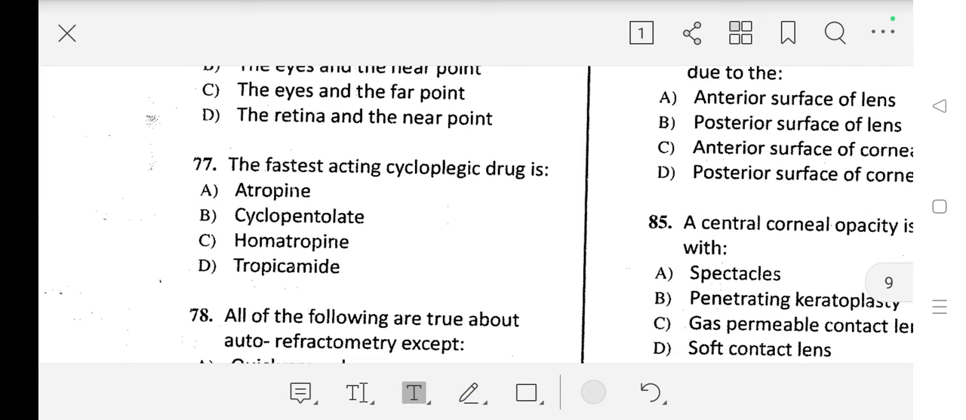Next question is, the fastest acting cycloplegic drug is A part atropine, B part cyclopentolate, C part homatropine, D part tropicamide. Its right answer is D part tropicamide.